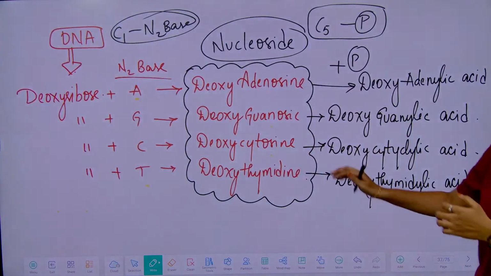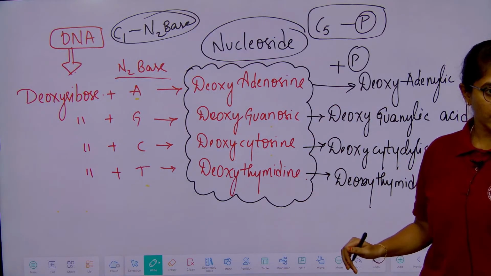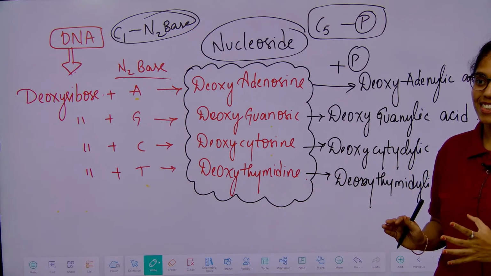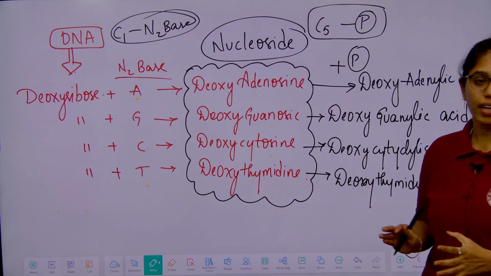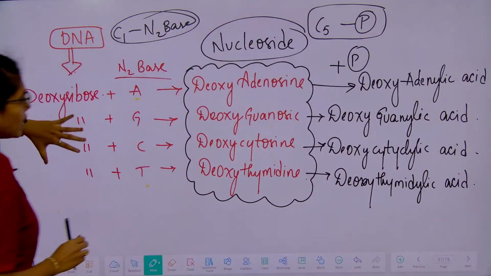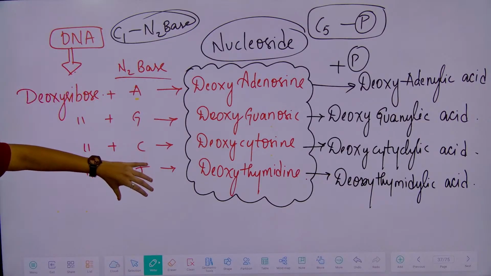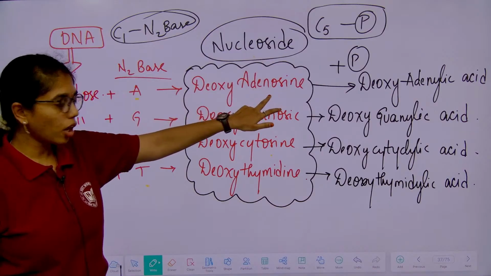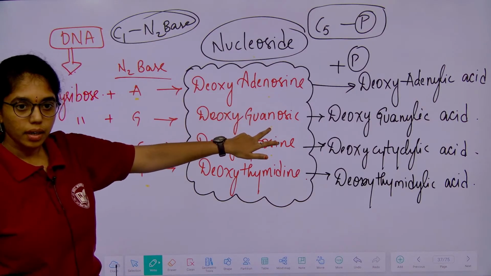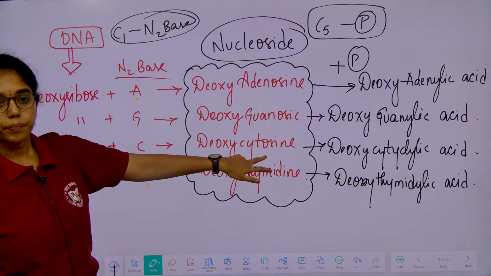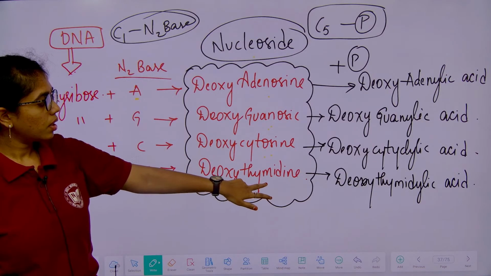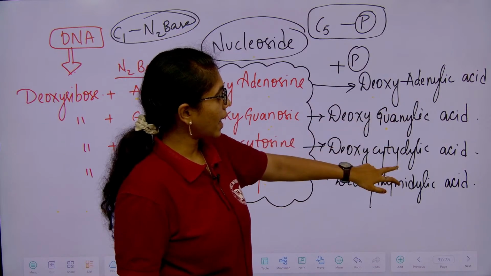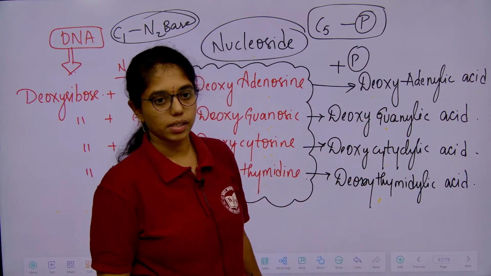So here I have written these terminologies. Two times in your NEET PYQs a question has come on this, which is very easy to answer, but a few didn't. Okay, so listen. Sugar is deoxyribose, nitrogen base is this, and the nucleoside you are addressing it as what? Deoxyadenosine, deoxyguanosine, deoxycytidine, thymidine. Deoxyadenylic acid, deoxyguanylic acid, deoxycytidylic acid, deoxythymidylic acid.